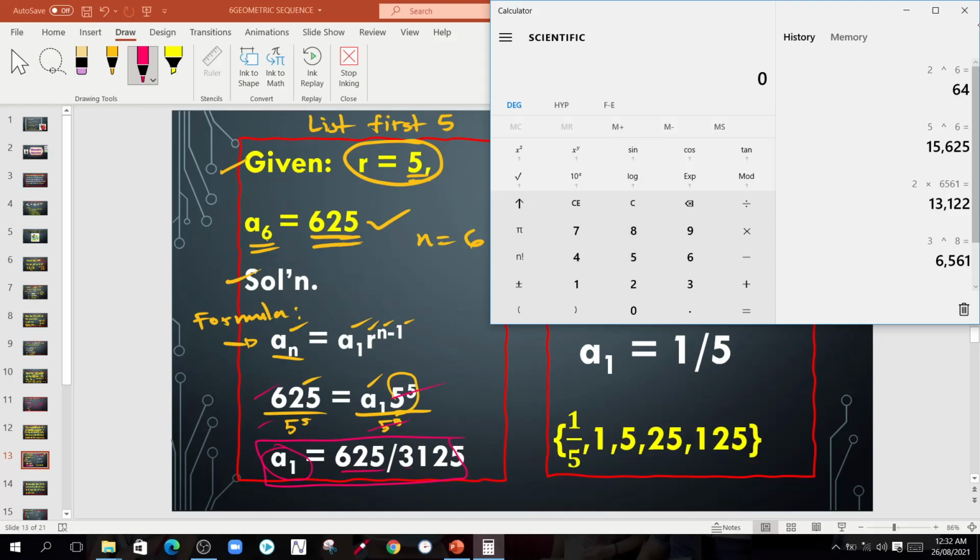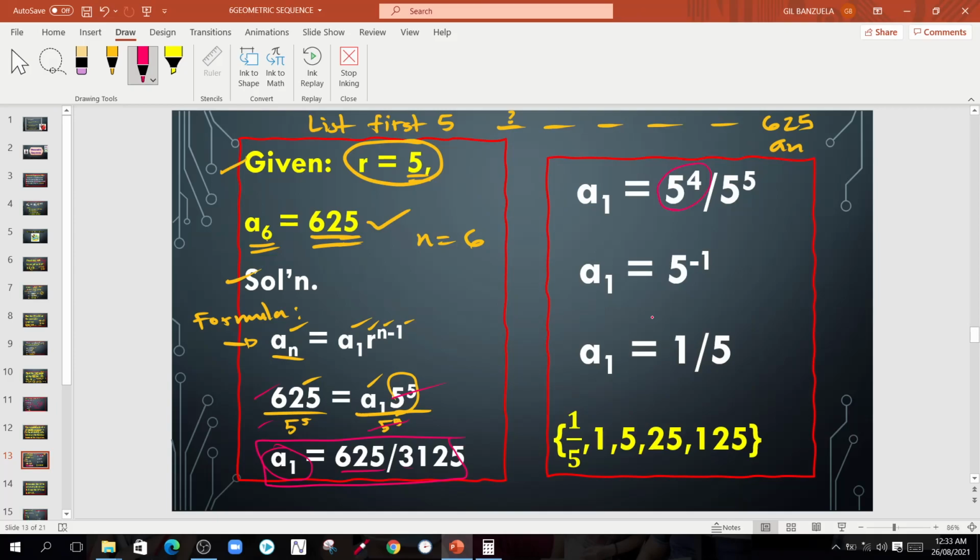Okay, we have 625 divided by 3125. And that is equal to 0.2. And 0.2, if we're going to rewrite that in fraction, that is equal to 1/5, diba? Okay? So, yun. Ito na siya. Kung gagamitan natin ng calculator.